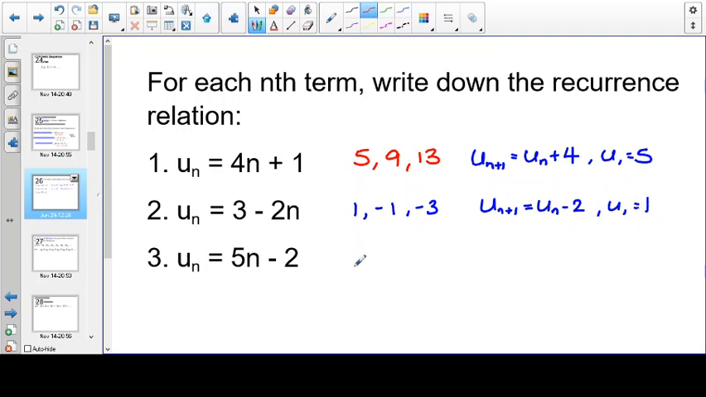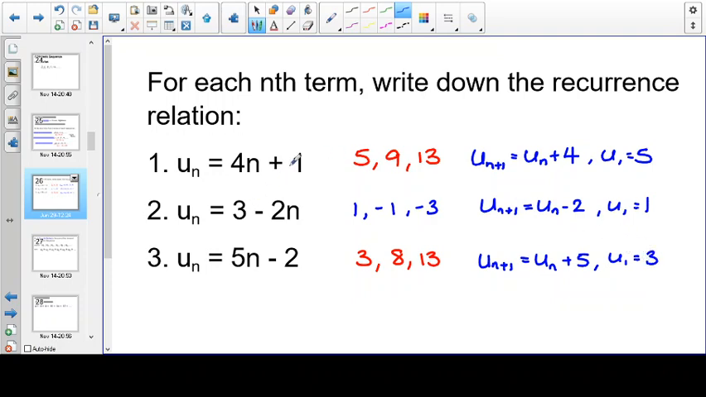And then this last one, first term, u1, 5 times 1 take 2 is 3. u2, 5 times 2 take 2 is 8. u3, 5 times 3 take 2 is 13. So you can see it's going up by 5 each time. So un plus 1 equals un plus 5, where the first term is 3.